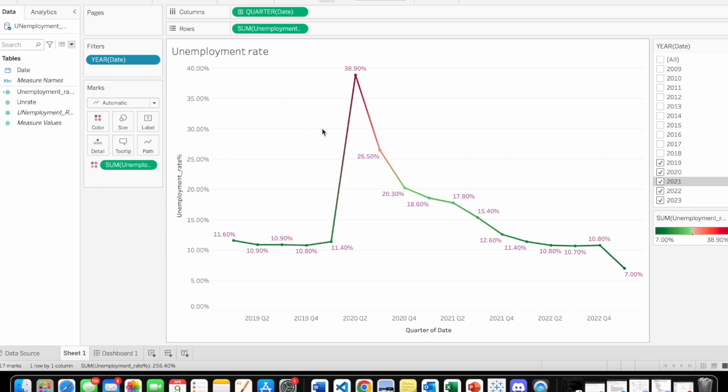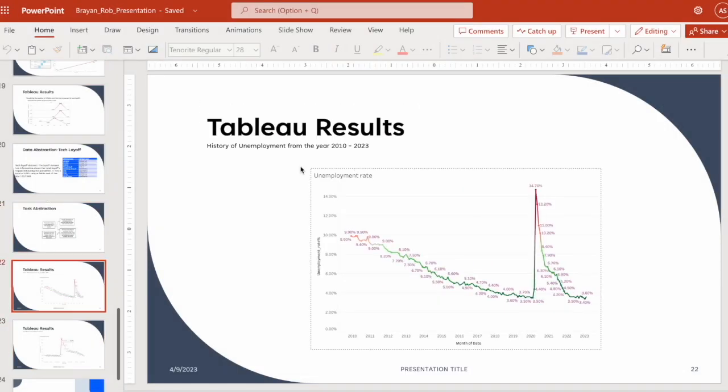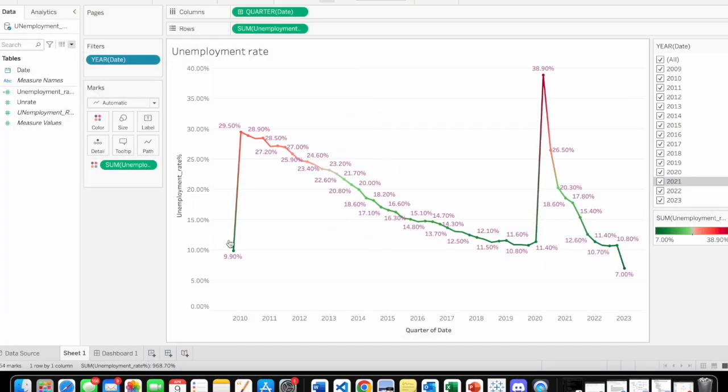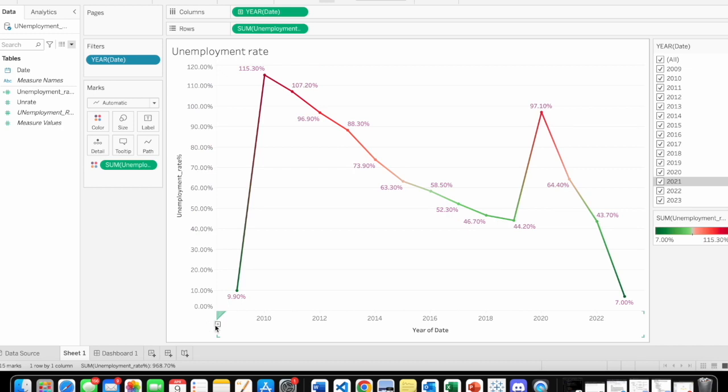And for my second result, which shows the history of unemployment from the year 2010 to 2023, we can see that the unemployment rate was very much lower in the year 2020, which was just 9.90% in the fourth quarter, and the least was in 2023, because that was just after COVID, after the pandemic. So we can also see year-wise how it changed, with a gap of 2 years.